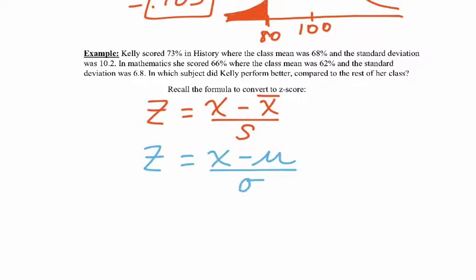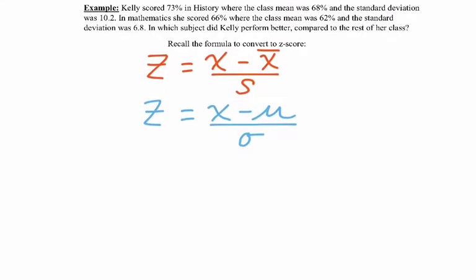And so I want you to see these are equivalent formulas. Which notation you use doesn't really make a difference, but we're going to use the second notation when we work with this because we're looking at a normal distribution, and it's a population now instead of just a sample. So let's go ahead and calculate her z-score.